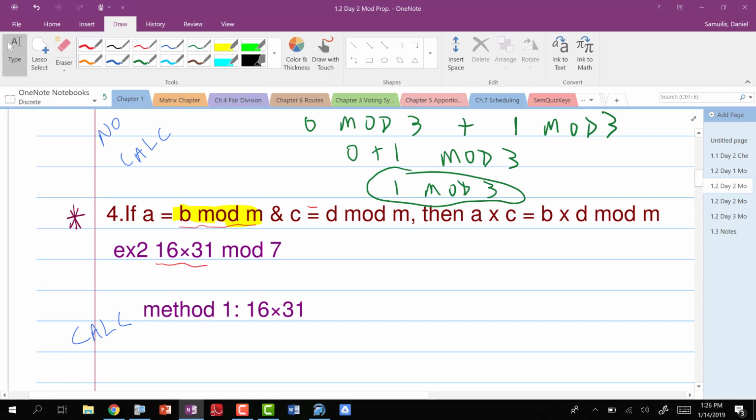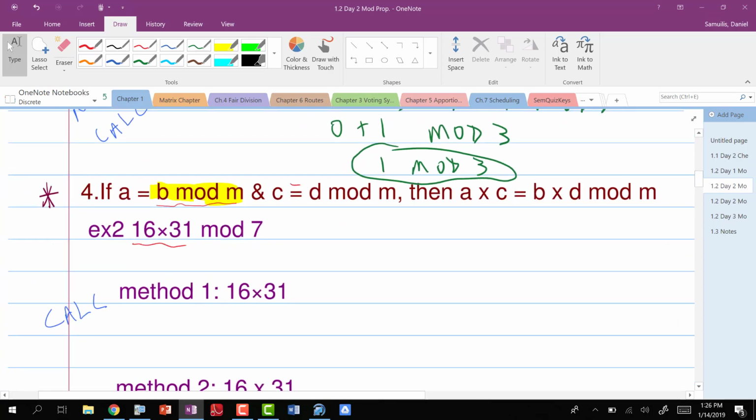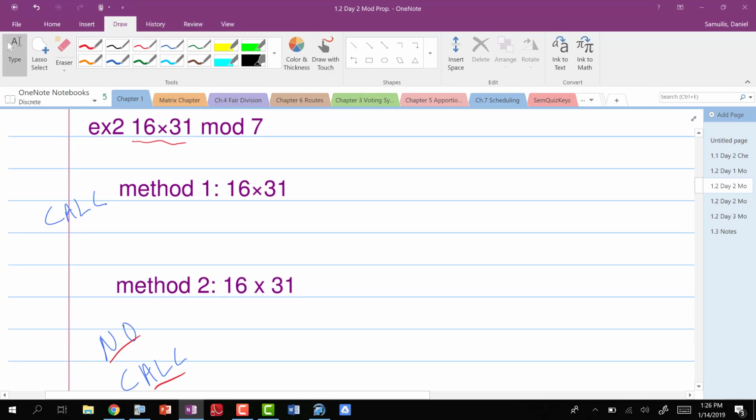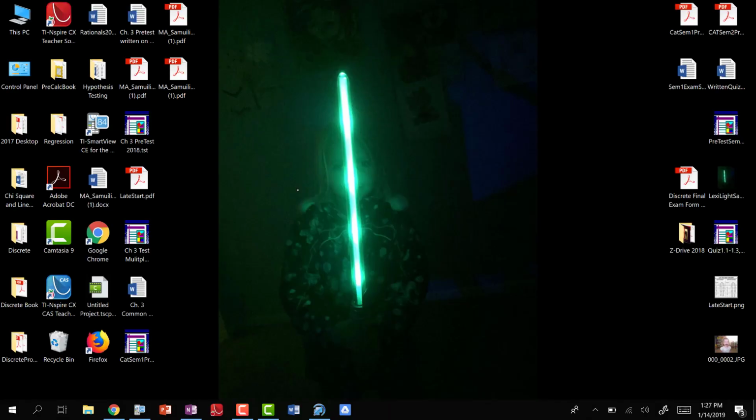Okay, here's number 4, which I did not let you write number 3 down because I don't think it does it a service as far as what this means. It seems all crazy. If A equals B mod M and C equals D mod M, then A times C is equal to B times D mod M. What? This is really what it means. We're allowed to do the same thing that we did with the last question, but with a product.